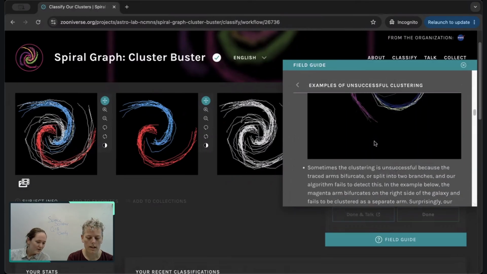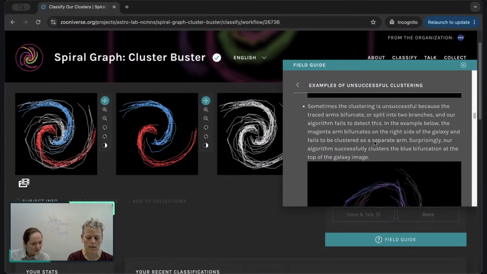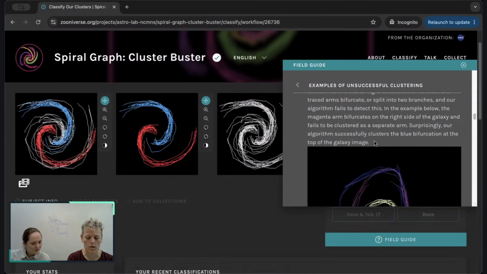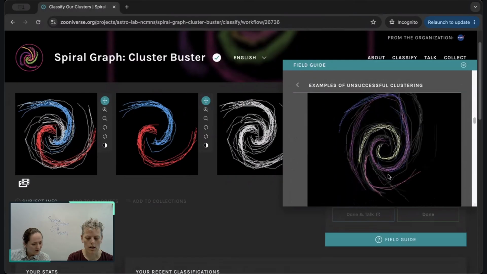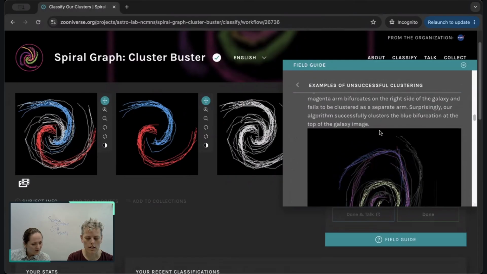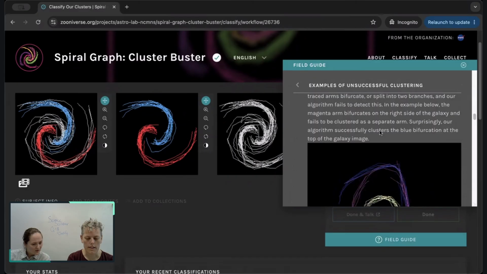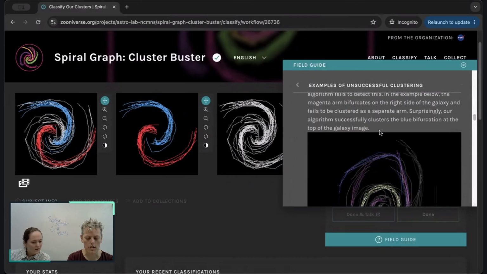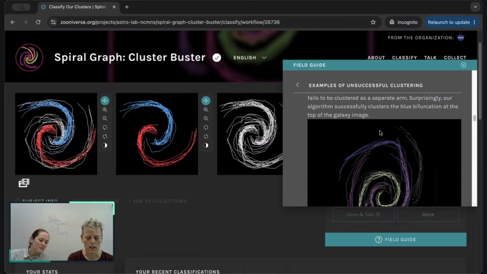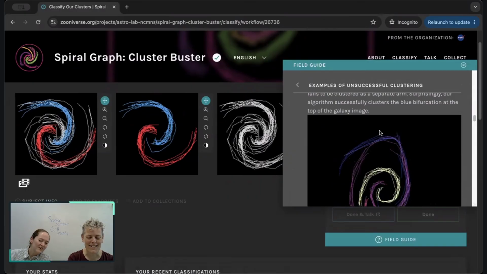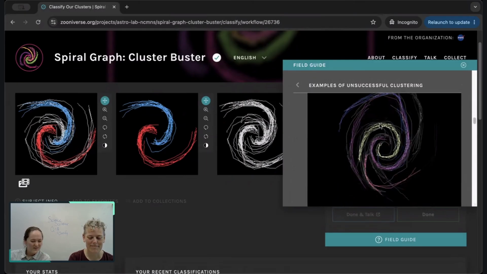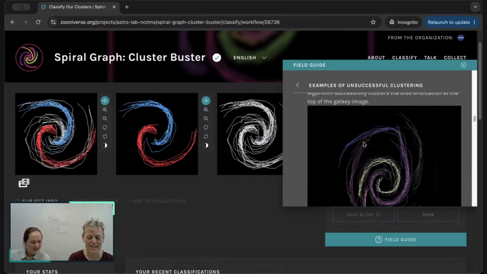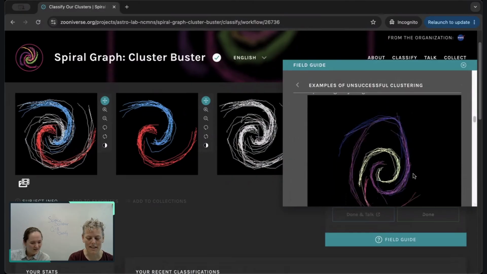Okay. Sometimes the clustering is unsuccessful because the traced arms bifurcate or split into two branches. In the example, the magenta arm bifurcates on the right side of the galaxy and fails to be clustered as a separate arm. Successfully clusters the blue bifurcation. I like how they say surprisingly. I guess because within one image you wouldn't expect to have that one worked, but it's missing these things here.